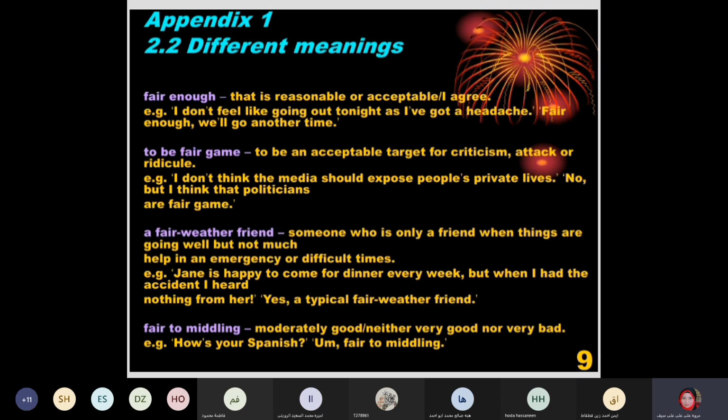So what does the expression as a whole mean? I will tell you. Fair enough means I agree. This is the meaning. I can't tell you that fair enough means blah, blah, blah. The whole expression means I agree. To be fair game: what does the word fair mean in the idiom fair game? I don't know. But I know the meaning of the whole expression: a person I describe as a fair game is a target for criticism.